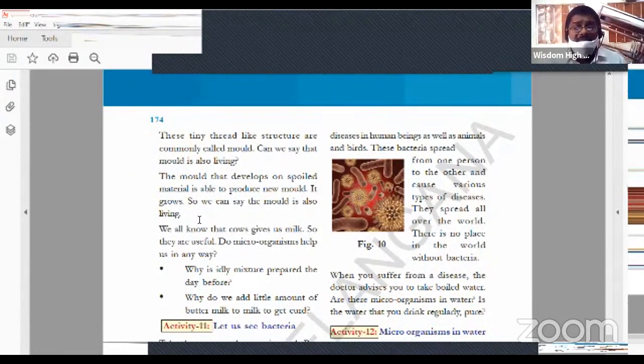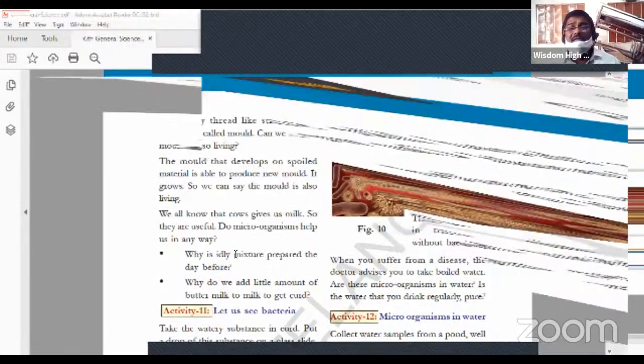Next, children, listen here. We all know that cows give us milk, so they are useful. Do microorganisms help us in any way? Children, concentrate here. Cows particularly produce milk, which is very useful to us. Microorganisms can also help us. So particularly you can identify how they are helpful for us.